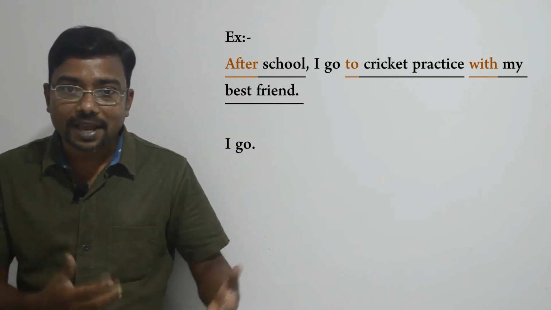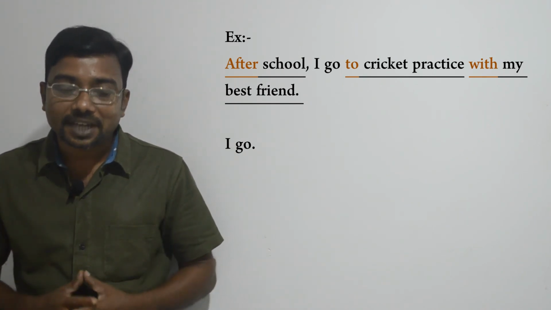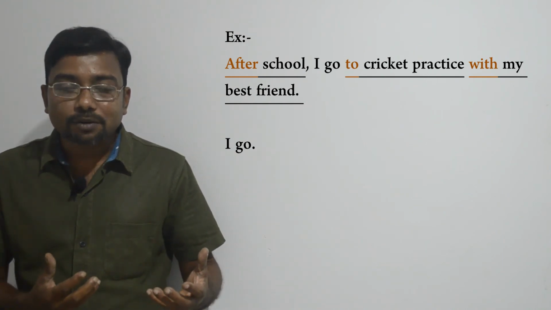Okay, let's look at the example that we had earlier. After school, I go to cricket practice with my best friend. Now I am going to eliminate the prepositional phrases from this example. Then the sentence is like this: I go. It's a complete sentence, but it doesn't include any information. We don't know where, when, or with whom an action happened. Now can you see how important prepositional phrases are in a sentence to identify its exact meaning?